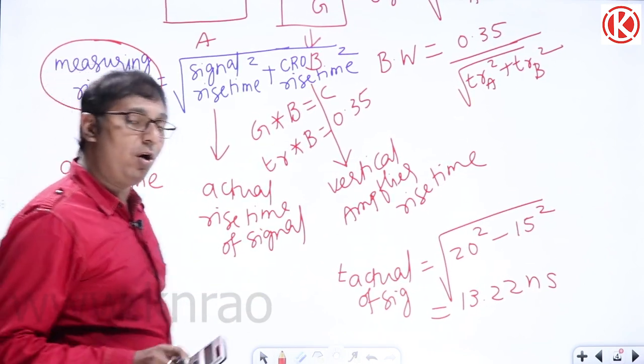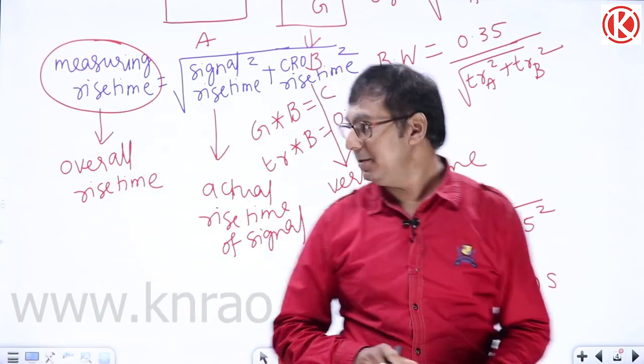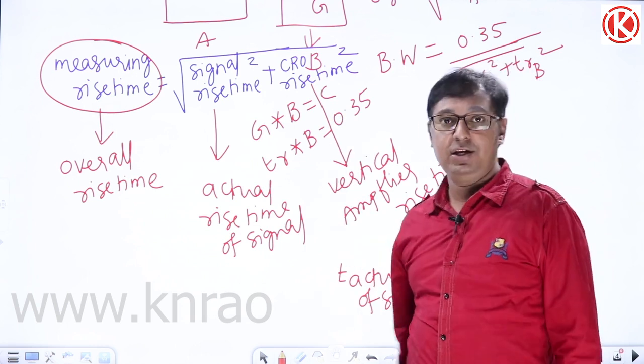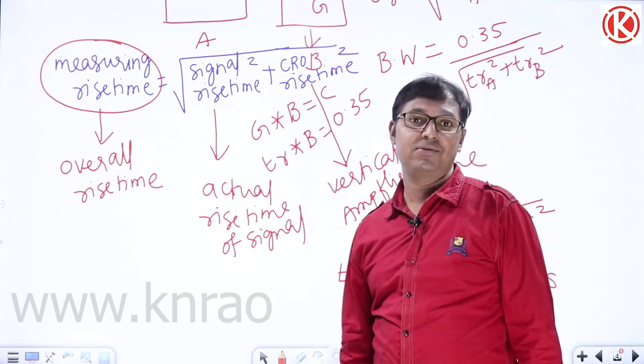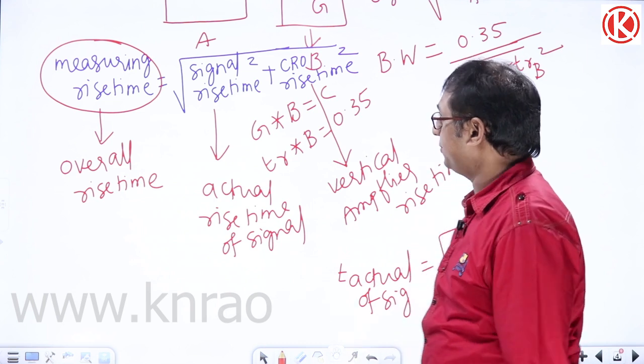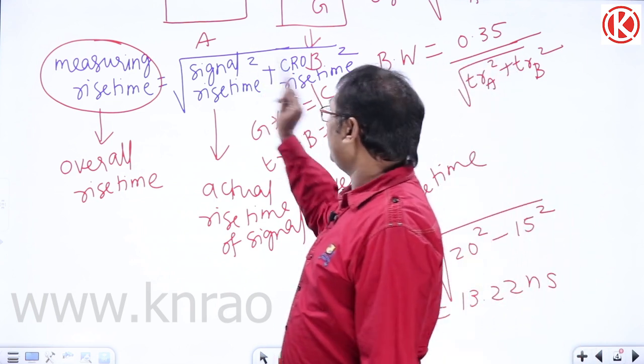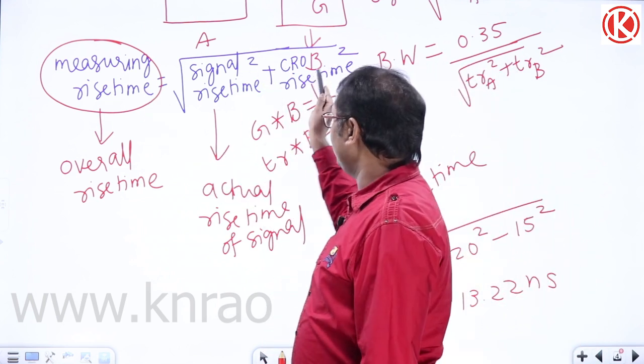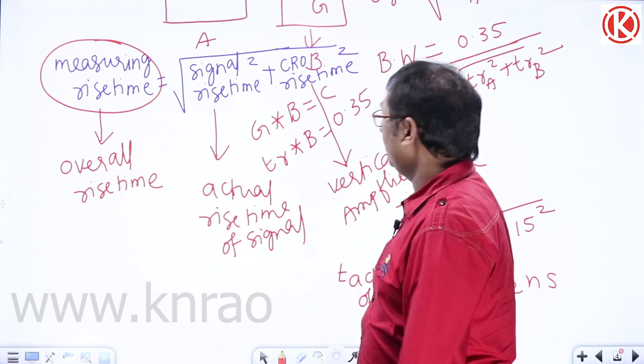Very important: overall rise time, or measuring rise time, equals the square root of signal rise time square plus CRO rise time square. Any of these can be given and any can be asked, and all these combinations are possible.